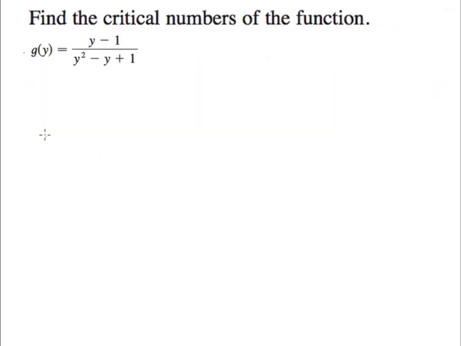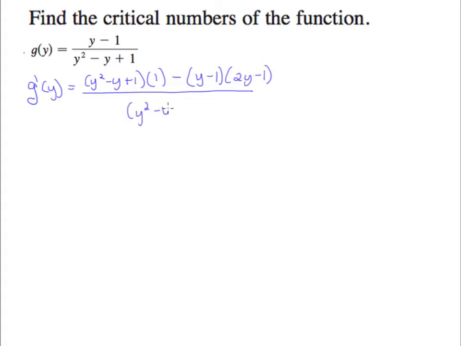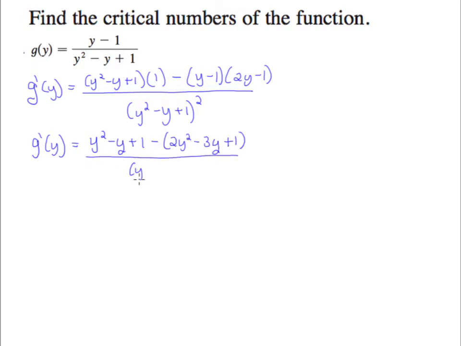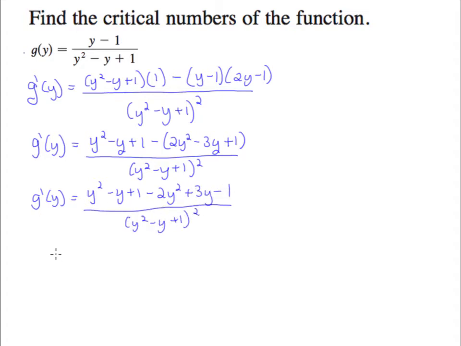All right, let's look at another example. We're going to find the critical numbers of g of y. So we start by using the quotient rule to find our derivative: low d high minus high d low over low squared. Now I'm just going to use some algebra and simplify this derivative down. We find that g prime of y is equal to negative y squared plus 2y, all over (y squared minus y plus 1) quantity squared.